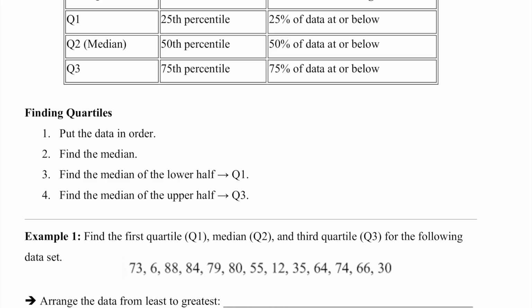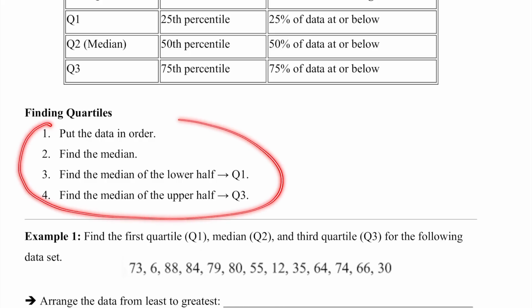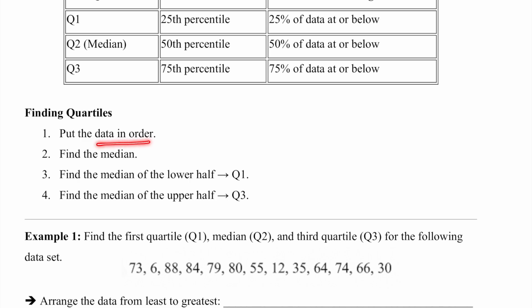To find the quartiles, we'll follow these 4 steps. First, put the data in order. Second, find the median or Q2. Third, find the median of the lower half, that is Q1. Fourth, find the median of the upper half, that is Q3. A common mistake is forgetting to sort the data first. Always arrange the data from least to greatest before finding quartiles.